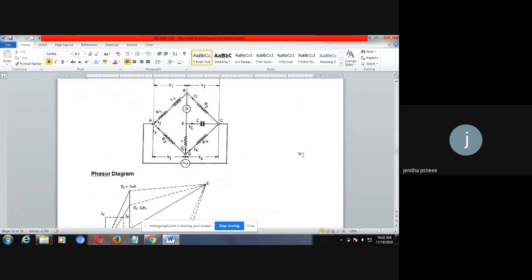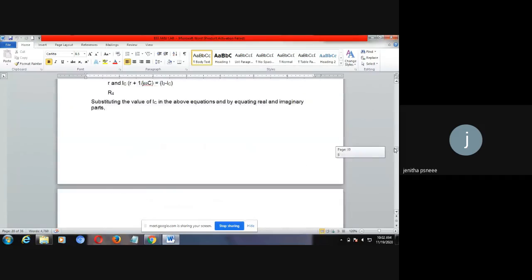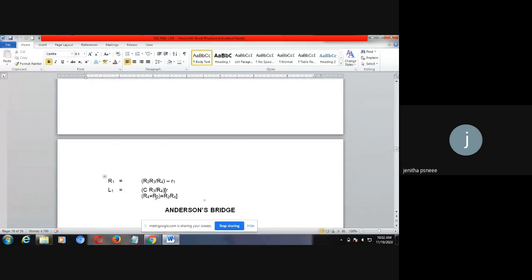So this is the diagram for the Anderson bridge. See here, the constructions are different, and we are keeping one capacitor as a fixed capacitor here. According to the derivation, you'll be finding the formula. See this formula: L equals C into R3 by R4 into small r into R4 plus R2 plus R2 into R4. This is the formula that you derived. If you derive the Anderson bridge, you will get the balancing point of inductance. So this is your unknown value of inductance.